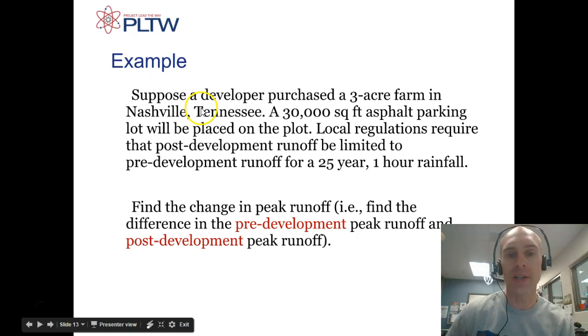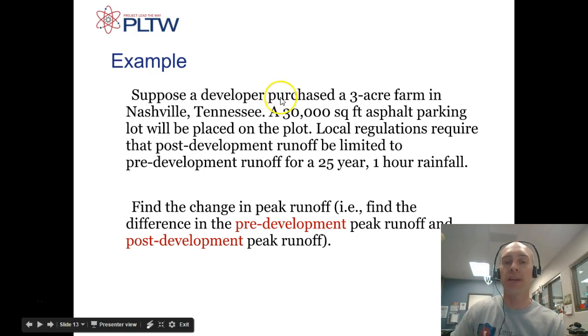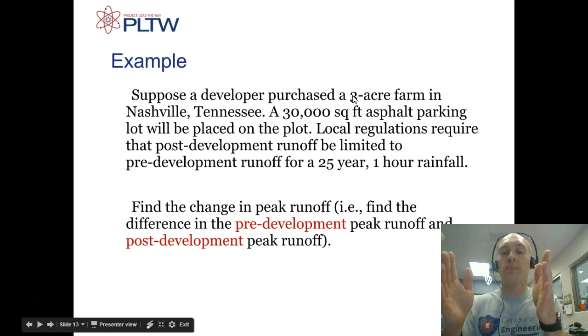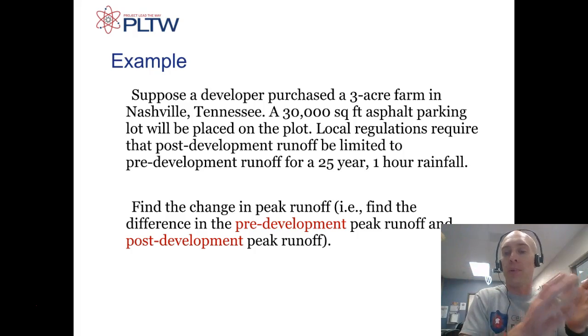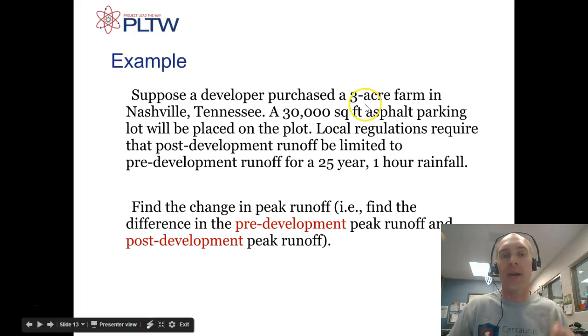So here's an example. Suppose a developer purchased a 3-acre farm. Again, we have to convert this into, no, we don't. It's already in acres. Yay! It's in Nashville, Tennessee. That is the pre-developed portion of our data. So right there, we could actually begin solving. We have two problems to do: pre-development and post-development. Pre-development, it's simply 3 acres of farmland. Post-development, it's 30,000 square feet of asphalt parking plus whatever is left of farmland. So we need to figure out how many acres this is, and then we also have whatever's left of farmland.